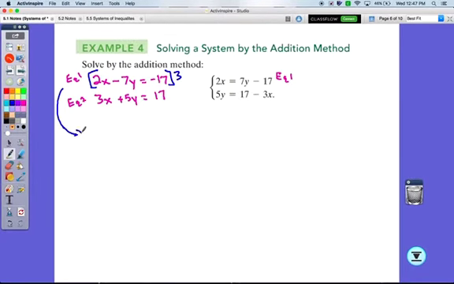Then equation 1 now becomes 6x minus 21y is equal to 3 times 7, negative 51. And then I'm going to multiply the bottom equation, equation 2, by negative 2. The reason why I did negative 2 is because negative 2 times 3x will give me a negative 6x, and I want those to go away. And they do, 6 minus 6. Negative 2 times 5 becomes negative 10. Negative 2 times 17 becomes a negative 34.